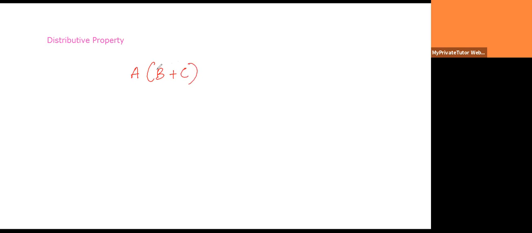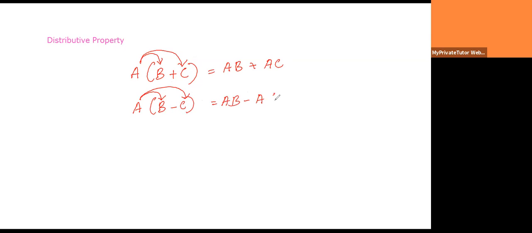See, this is the distributive property. A is outside the bracket, you can see, and B plus C. So if we distribute this, A is multiplied with B as well as C. So A times B plus A times C. You can put the subtraction here as well. So B minus C. So A times B minus A times C.